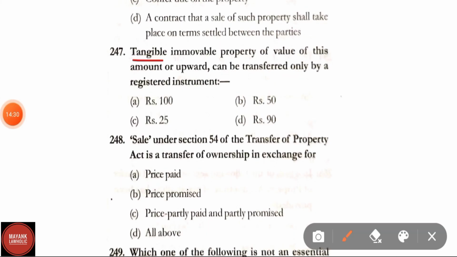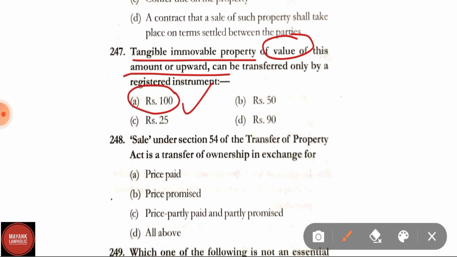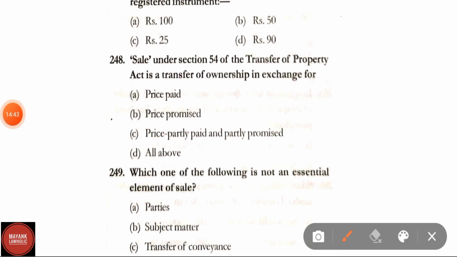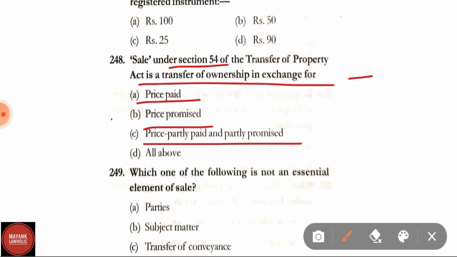Question number 247. Tangible immovable property of the value of this amount or upward can be transferred only by a registered instrument. Here the correct answer is option A, that is rupees 100. Question number 248. Sale under section 54 of TPA is a transfer of ownership in exchange for price paid, price promised, price partly paid and partly promised. All of the above are correct.